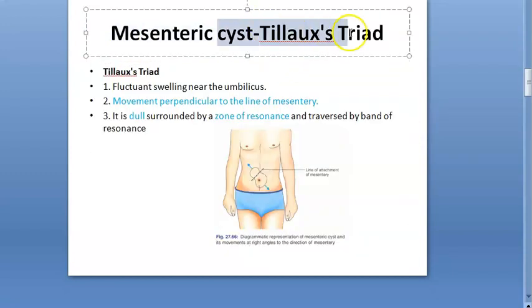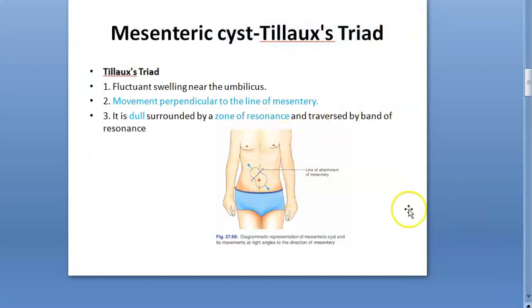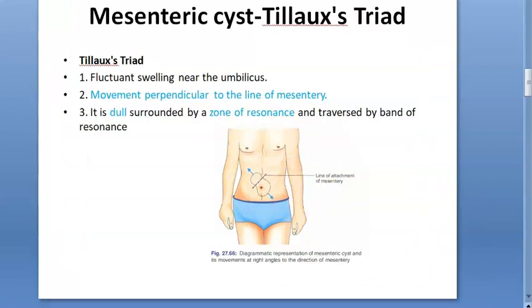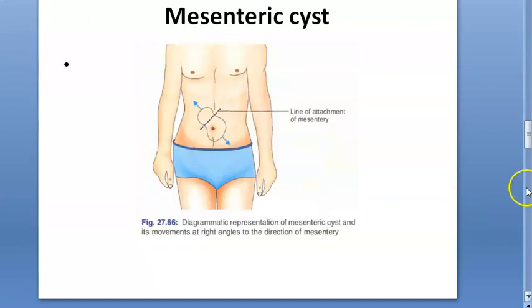Mesenteric cyst has the Tillaux triad, where you will see a fluctuating swelling near the umbilicus, because obviously it's a cyst. It moves perpendicular to the line of mesentery. So if this is the line of mesentery, the cyst will move perpendicular to it, and it's dull, surrounded by a zone of resonance traversed by a band of resonance. It's dull, surrounded by resonance, at least that much you can remember. The way it moves is perpendicular to the direction of attachment of the mesentery.